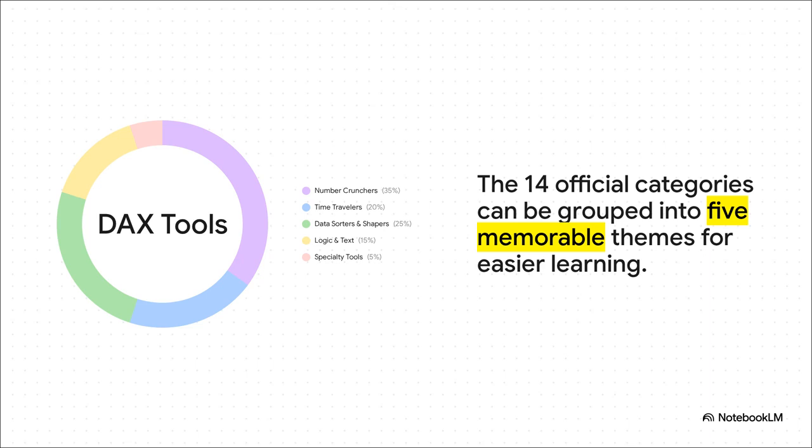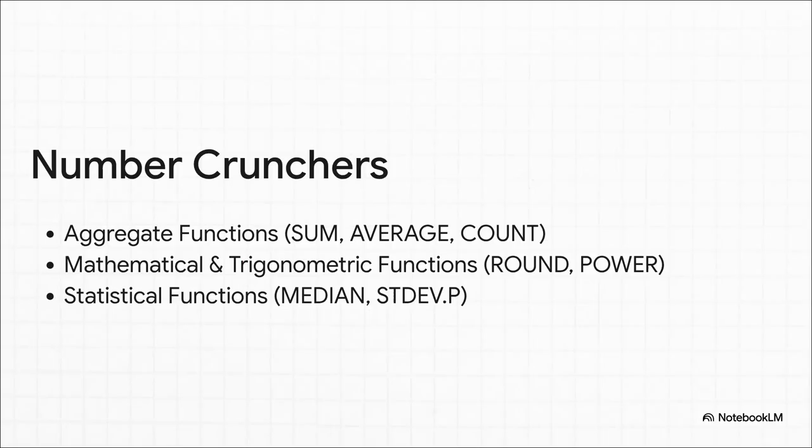Think of them like the main trays in a toolbox. You've got your number crunchers for all the math, your time travelers for analyzing trends, your data sorters and shapers for filtering and organizing, your logic and text functions for making decisions, and then a small tray of specialty tools for everything else. Let's peek inside that first tray. The number crunchers. These are the workhorses, the bread and butter of your analysis. They handle all the fundamental math, from simple stuff like sum and average to more advanced statistical functions that can do things like find the median or standard deviation.